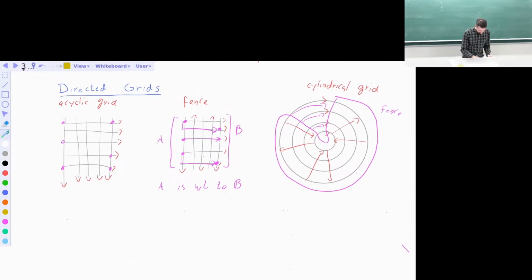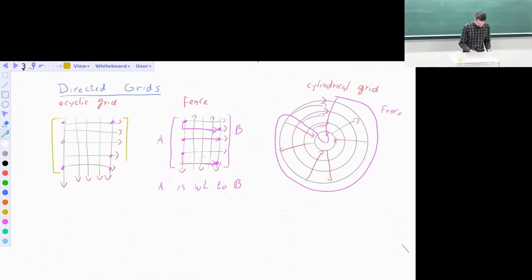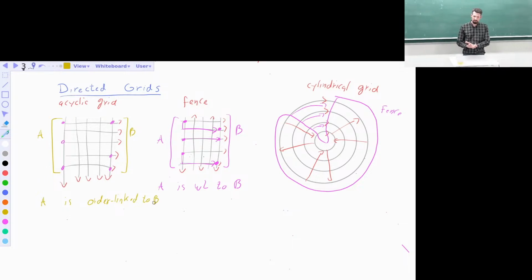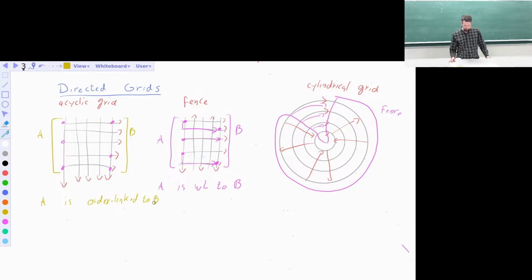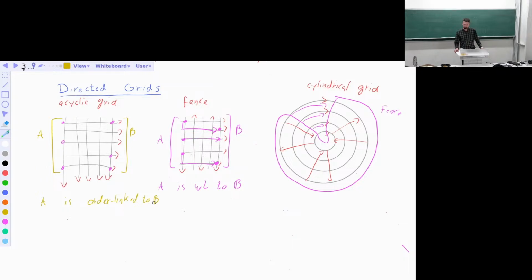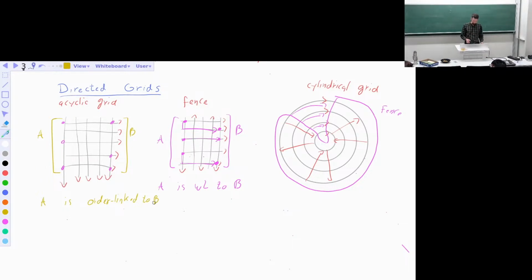Okay, so what we can do now is that when we go back to the acyclic grid, we can see that if I take the left side and the right side, A is order linked to B. So this is roughly the type of connectivity that we get from the grids. And so now we can try to define this path of sets, an equivalent object that somehow captures these connectivity properties. And the way that we do it is the following.